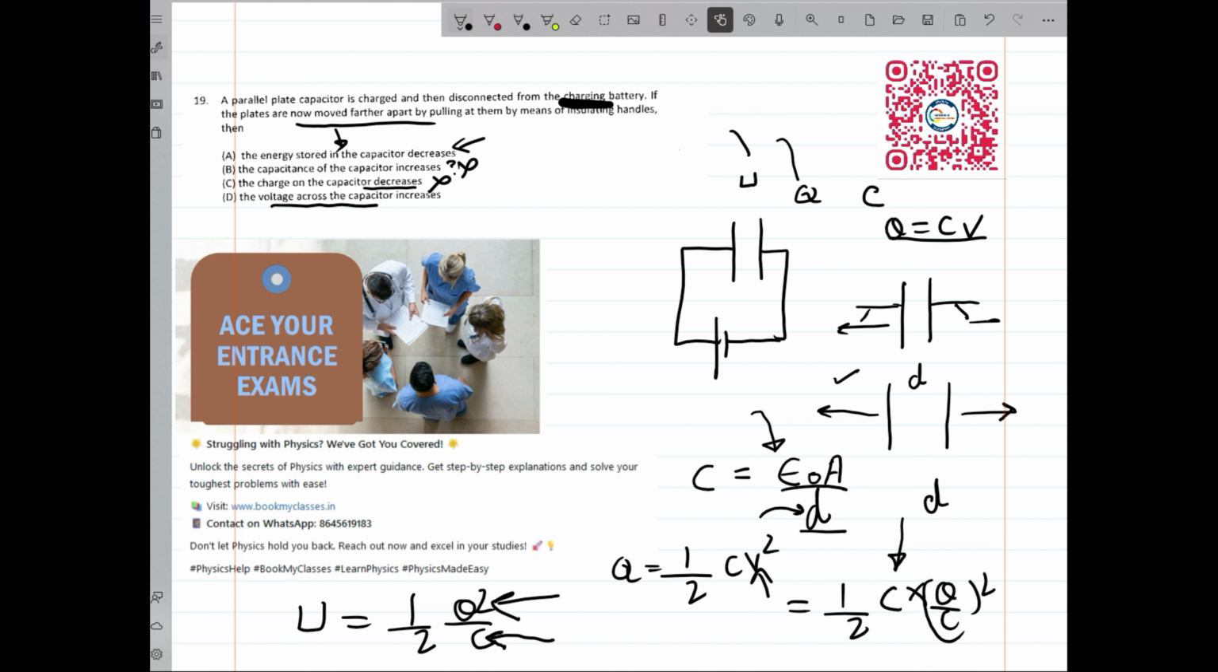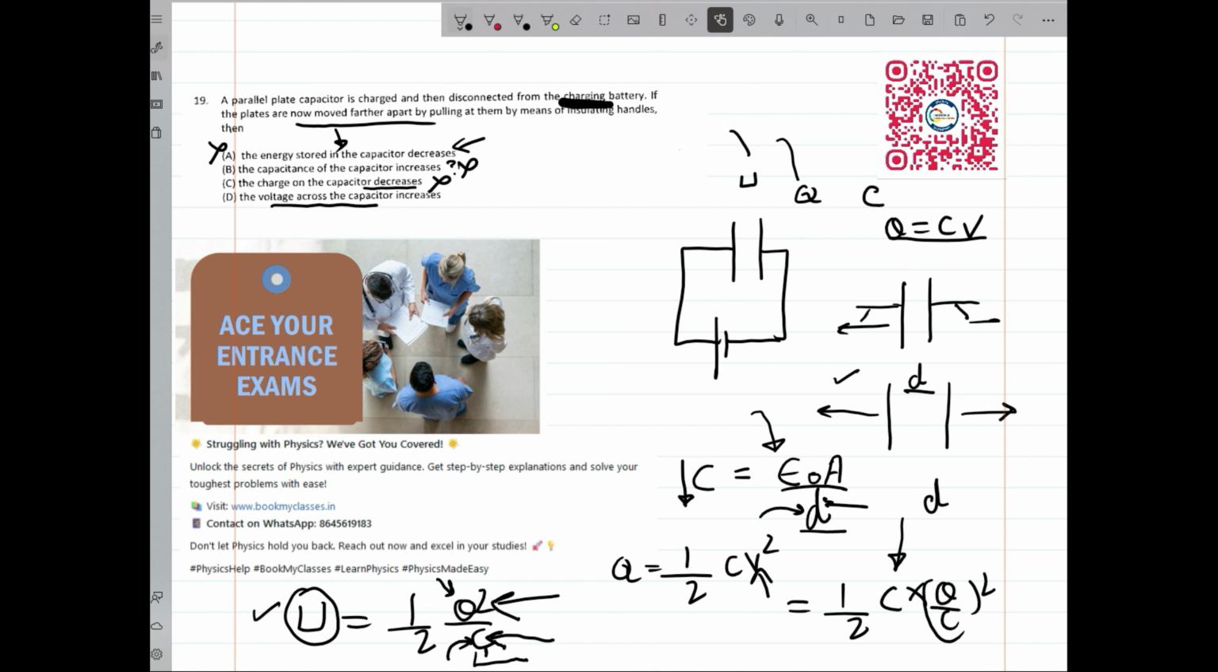So what have we done? The charge remains the same, the capacitance decreases. What will happen to energy? The denominator is decreasing, so the energy will go up, not down. So this is also not correct. The energy will actually increase because the capacitance is decreasing. We have already found out why capacitance decreases: D is increasing, so the capacitance is decreasing. A decreasing quantity in the denominator will result in an increase of energy.